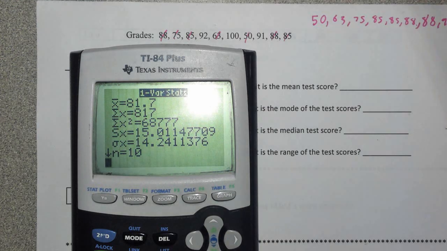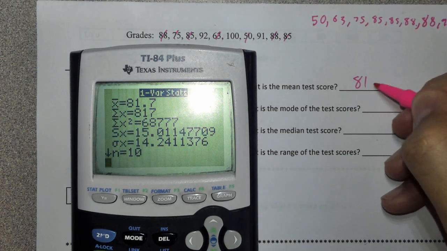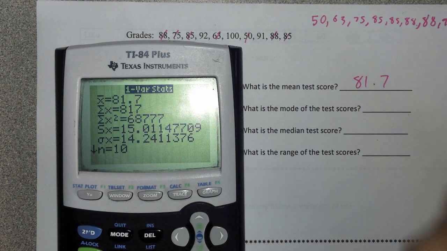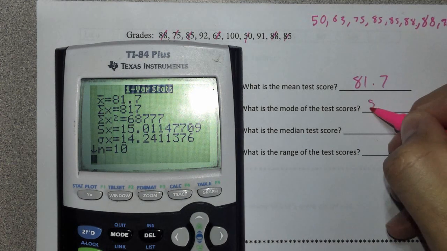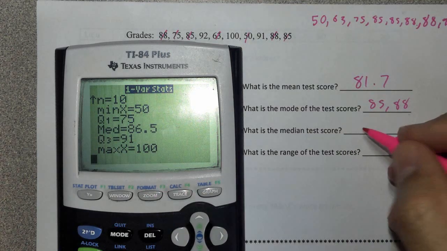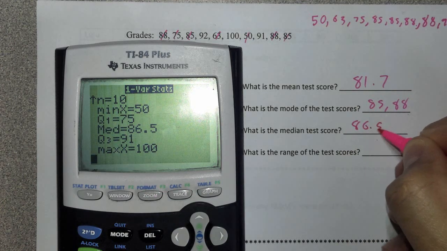All right, my mean, my average is 81.7. Mode, what popped up the most? The one that popped up the most, I have 85 and 88 popped up the most. Median, all the way down. What's the median? The median is 86.5.